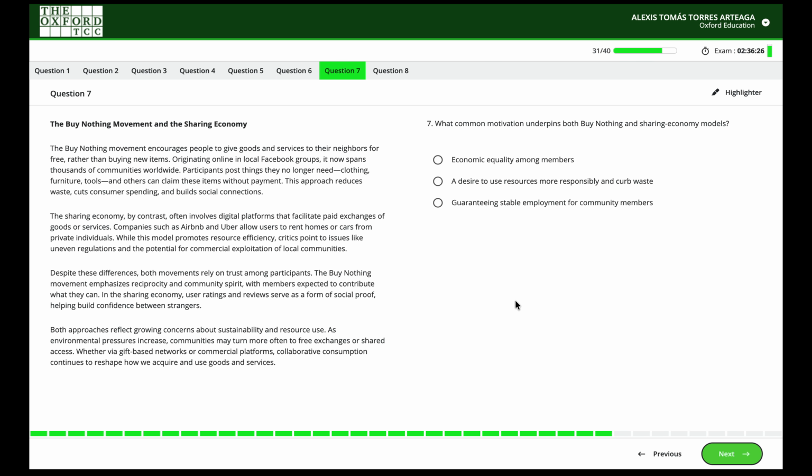What common motivation underpins Buy Nothing and sharing economy models? Economic equality among members, a desire to use resources more responsibly and curb waste, guaranteeing stable employment for community members.